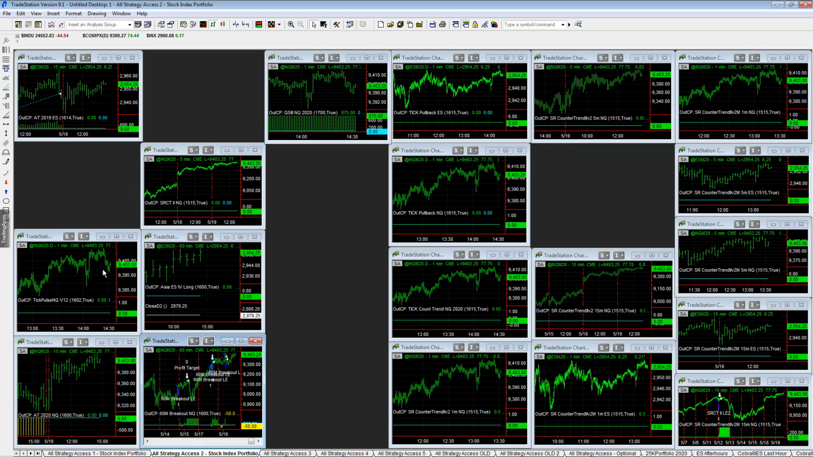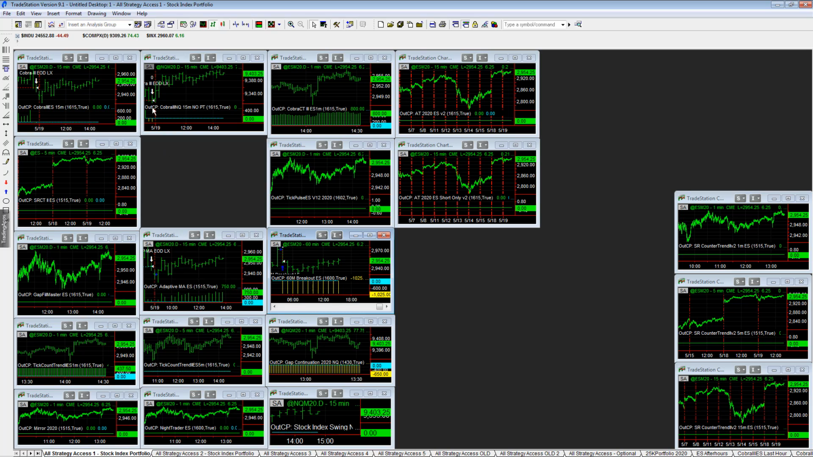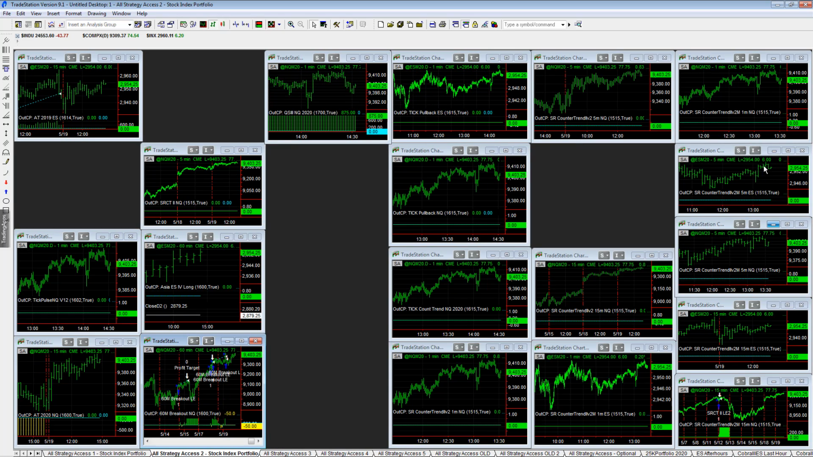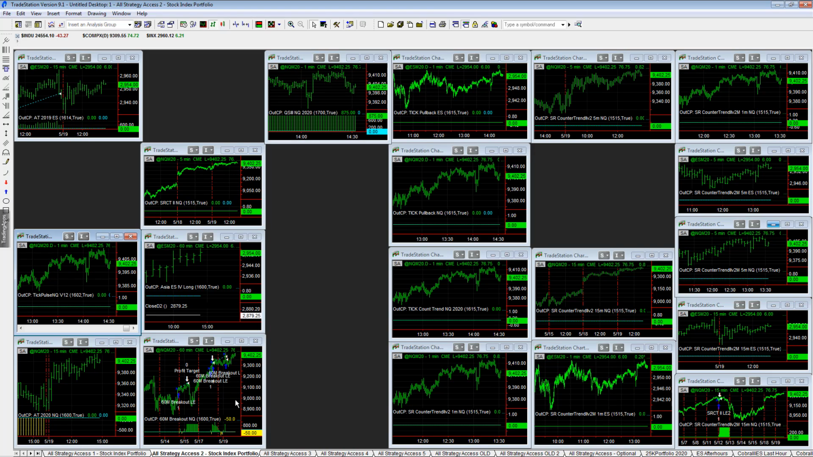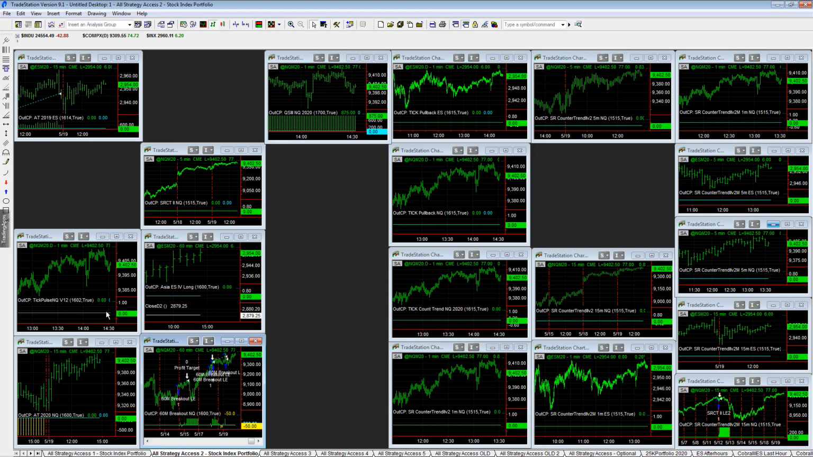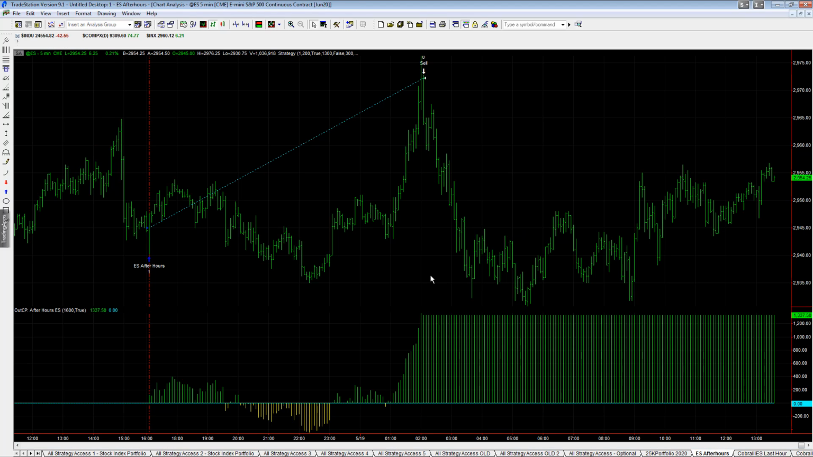And so the All Strategy Access or the Stock Index portfolio includes these 19 strategies as well as 17 of these strategies. It doesn't include Tick Pulse. You'll get these strategies, but we are not currently recommending these two strategies right now. So 19 plus 17 is 36. You also get ES After Hours with the Stock Index portfolio. So that's the Stock Index portfolio, All Strategy Access 1 and 2.